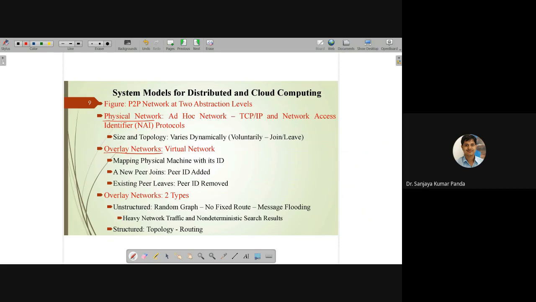So physical networks are the ad hoc network. Ad hoc network is temporary network. So they are connected through TCP/IP or network access identifier protocol. Obviously, its size and topology varies dynamically because anybody can join and leave at the same time. If you look into the BOINC platform also, Berkeley Open Infrastructure for Network Computing, in this platform also, anybody can join, anybody can leave at any point of time. That's why in that sense, we say that is an ad hoc network, right?